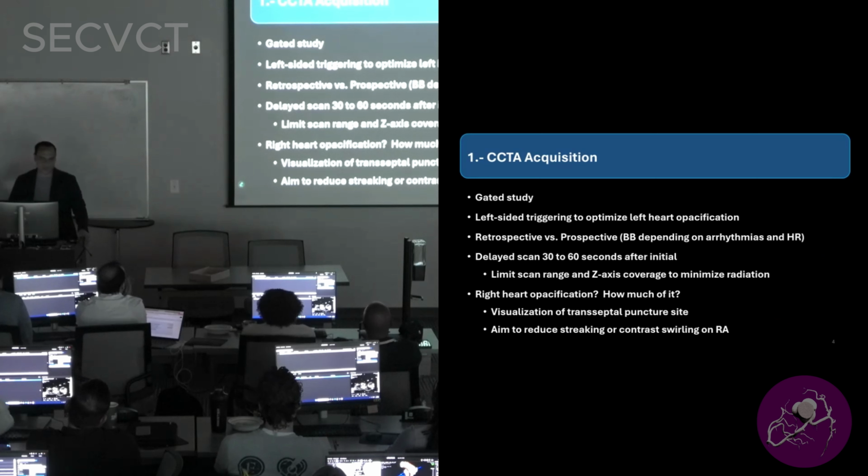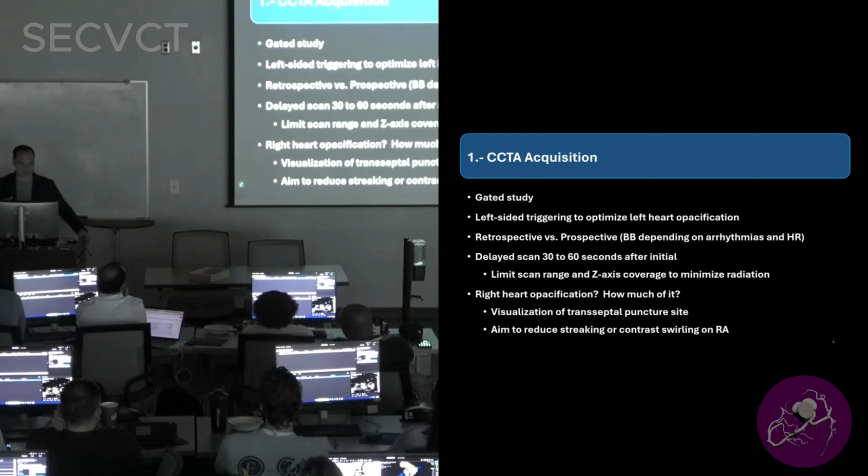So the first thing is that we should get a gated study. It should be optimized to look at left-sided structures. And we need a delayed scan 30 to 60 seconds later. I tend to go 45 to 60 seconds. And the question becomes whether we go retrospective versus prospective. That has to do a lot with the heart rate variability and pathology burden that your patient population has.